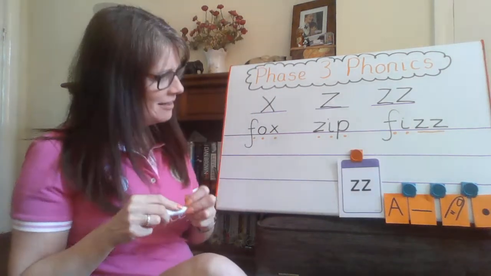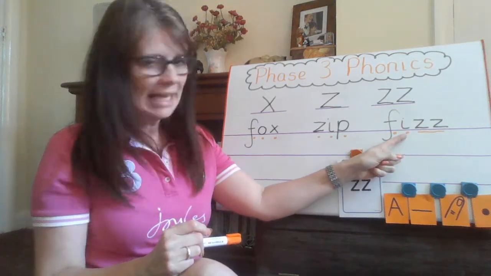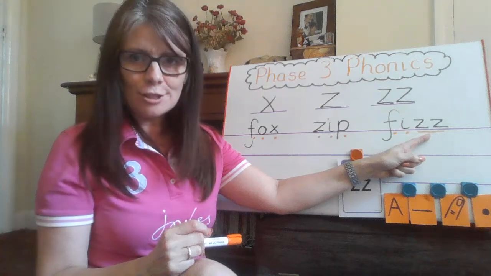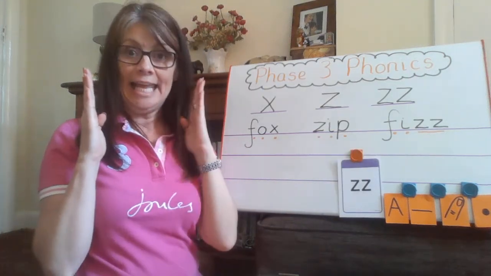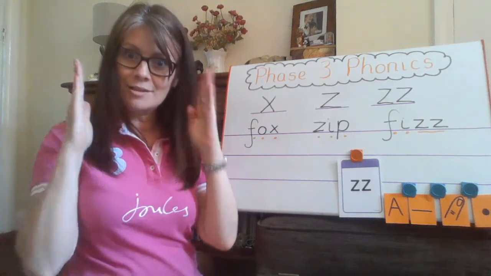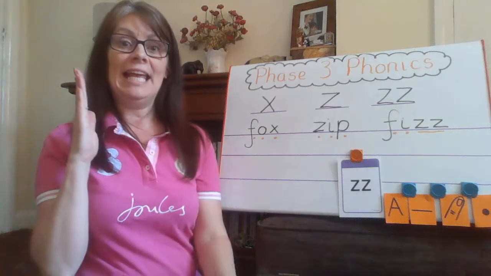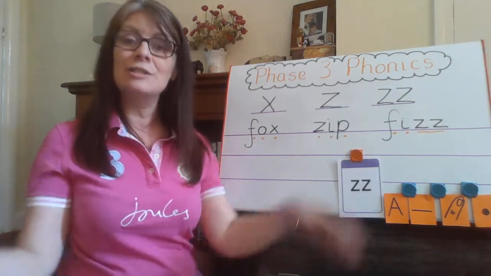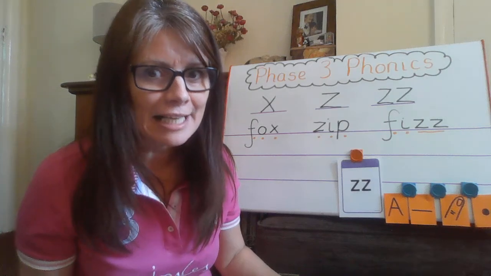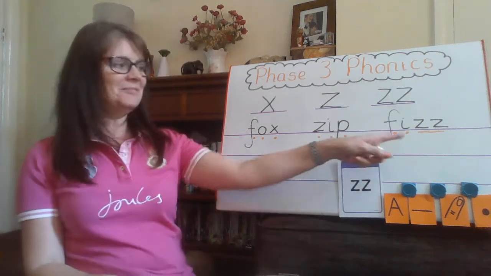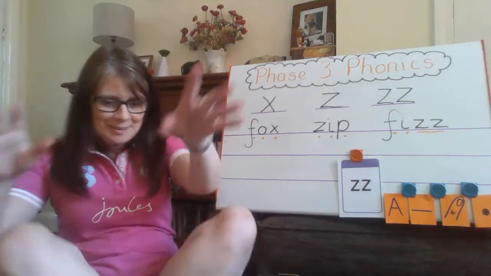One sound. Sound it out with me. F, I, z. Let's use our robot arms. F, I, z. Digraph. Two letters with one sound. Do it again. F, I, z. Fizz. My drink last night had fizz in it. Fizz. Well done.